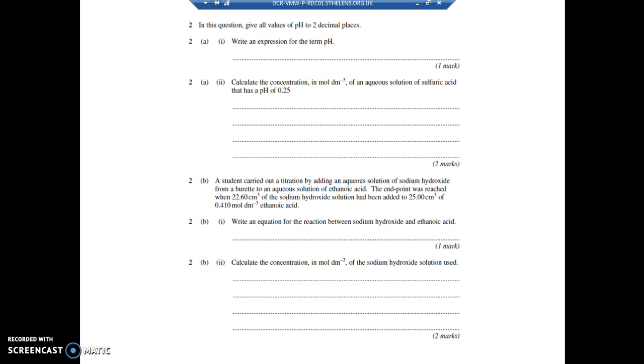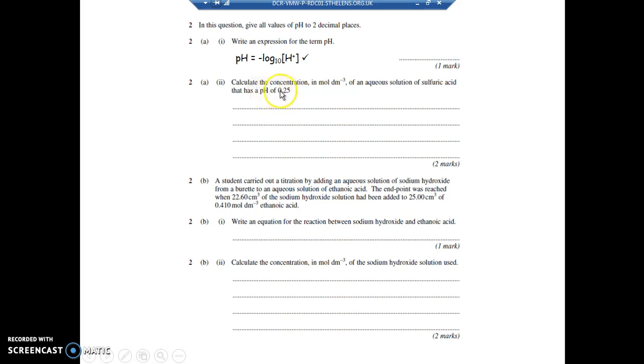Write an expression for the term pH. Well, that's just something you've got to learn, where pH equals minus log to the base 10 of hydrogen ion concentration. Calculate the concentration in moles per decimeter cubed of an aqueous solution of sulfuric acid. It has a pH of 0.25.